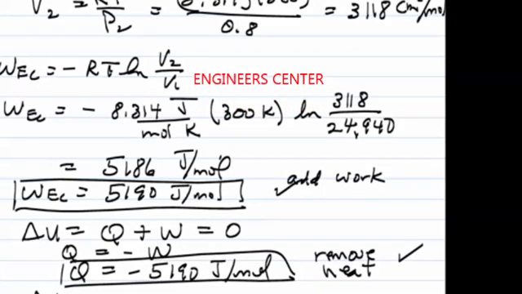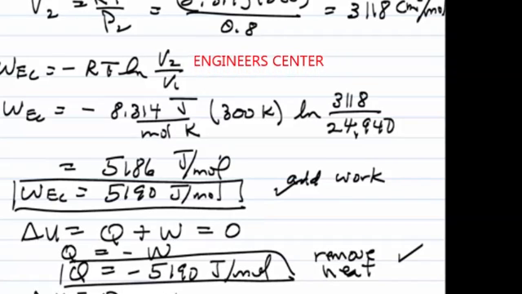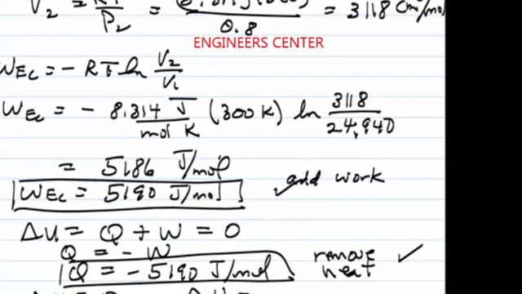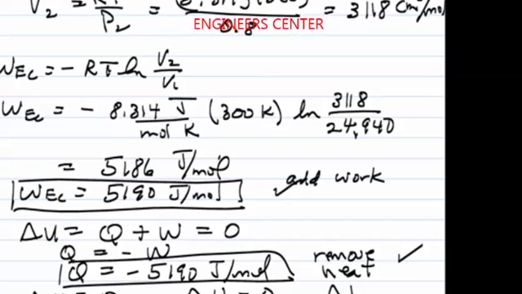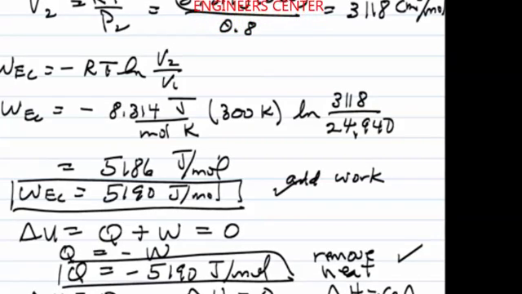And the problem asks for delta U, which we already determined was 0. And likewise, delta H is 0, since delta H is Cp delta T.